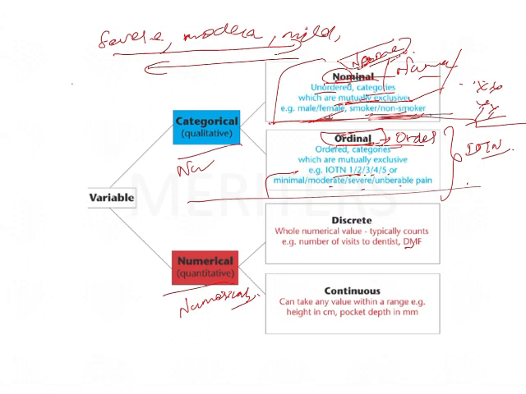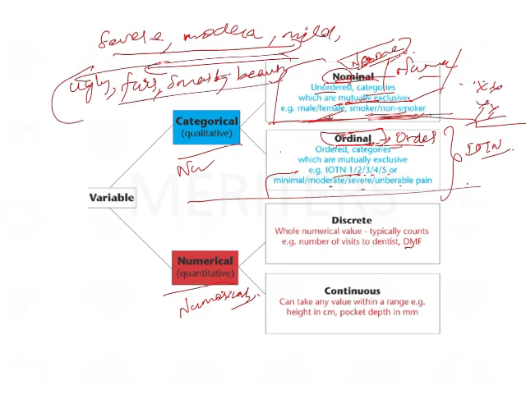So anything which ranges progressively, increasing and decreasing, for example anything like ugly, fair, smart, beauty, we can design ourselves, which ranges from one end to another extreme, then it is called ordinal data. Now coming to the numerical: these two, of quality, don't involve any numbers. Now coming to numerical, it involves numbers: discrete and continuous.